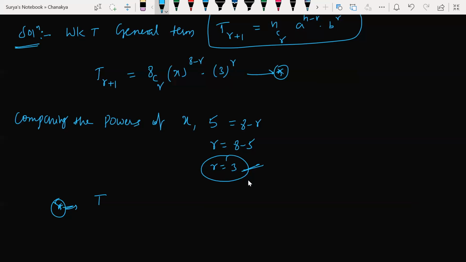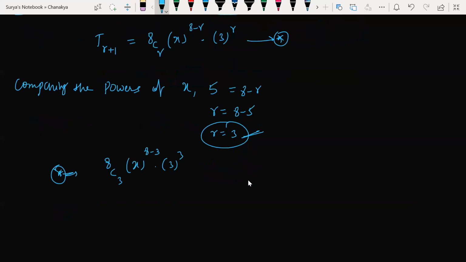T 3 plus 1 is equal to, first of all, let's substitute there. 8C3 into x to the power of 8 minus 3 into 3 to the power of 3. If I expand this, I'll get the coefficient of x, isn't it? So 8 into 7 into 6 into 5 factorial divided by 8 minus 3 factorial. 8 minus 3 factorial, how much? 5 factorial into 3 factorial.